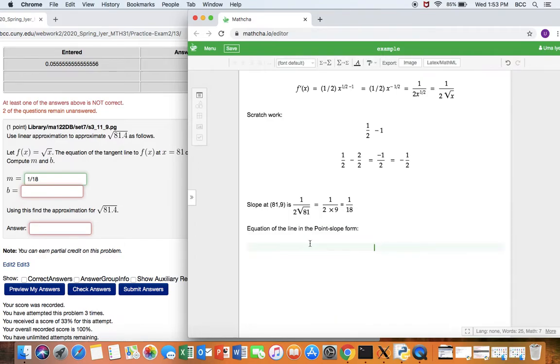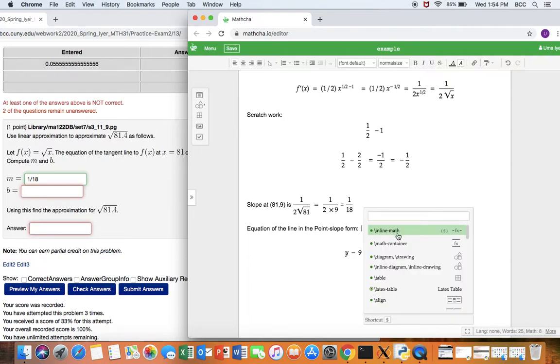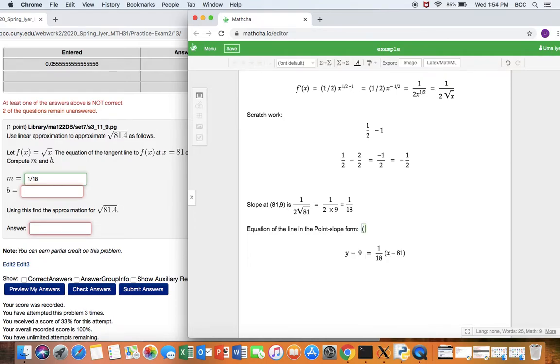I start: y minus y coordinate equals the slope times x minus x coordinate. Is this clear? This is the point slope form. When in doubt, remind yourself what the point slope form is. Okay, y minus y coordinate equals slope times x minus x coordinate. All right, this is the point slope form.